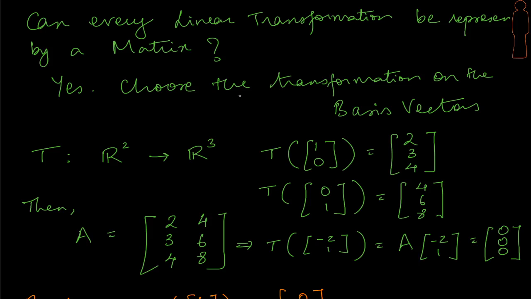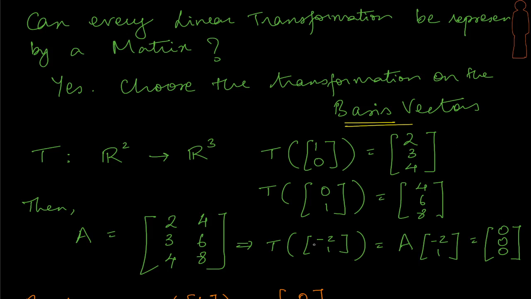The simplest idea is to choose the transformation based on the basis vectors. Here is a simple example. Let's say I have a transformation defined from R2 to R3. This is given to me. T of (1, 0) takes me to (2, 3, 4), and T of (0, 1) takes me to (4, 6, 8). Now you could ask, what does this represent? We really don't know. It could be a rotation, reflection, or their combination, whatever. But can we find a matrix for it? That's the question. So let's see.